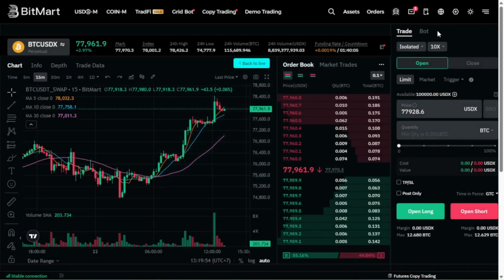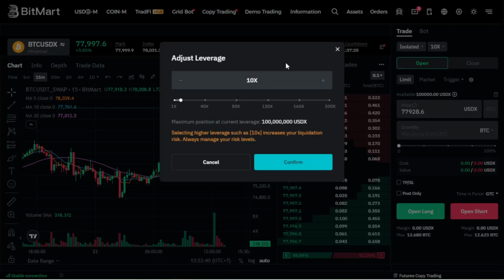We next can go over our leverage settings. Leverage lets you control a larger position with a smaller amount of money, essentially amplifying your trades, but while it can increase profits, it also increases losses. So as a beginner, it is important to use low leverage or avoid it until you fully understand the risks. So the base setting on BitMart is 10x leverage. We are going to reduce that to, let's say, 3x leverage, and we can confirm this.